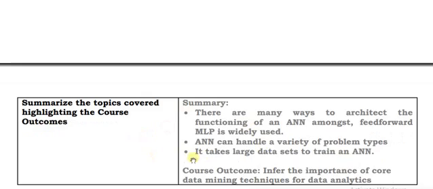In summary, what we can say is there are many ways to architect the neural network: feed forward MLP, probabilistic, SOM, Hopfield network, and adaptive resonance theory. There are so many different neural networks possible, and these neural networks can handle a variety of problem types, and all neural networks need a large data set for training. That is one of the main important requirements with respect to neural networks.